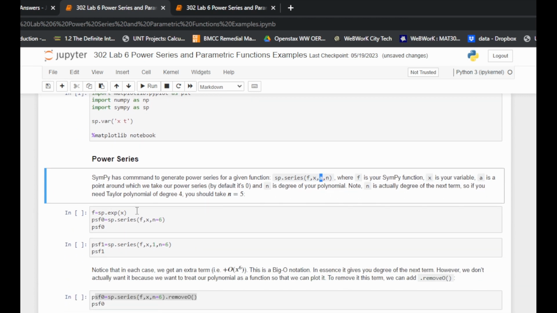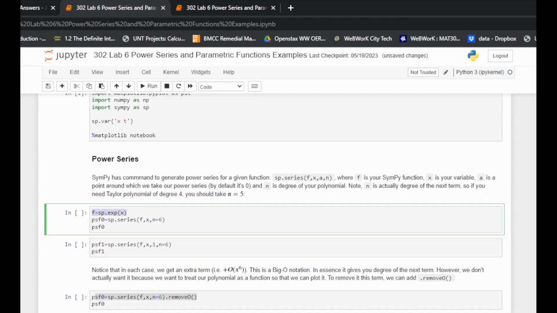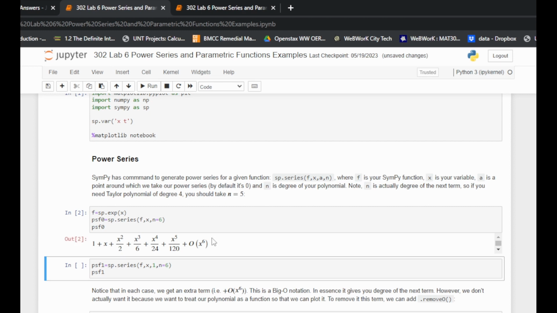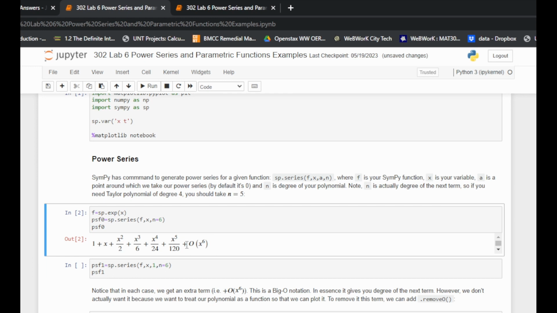So here's an example. Let's say we'll have the exponential function. We will create a series of the exponential function around 0, since I'm omitting a, and n will be 6. So that means the series will be up to degree 6, so it will have degree 5. This is what it will look like. Notice that I will have this term here, besides my usual terms of the series. This is the big O notation. In essence, it's just the degree of the next term. So the next term would have degree 6.